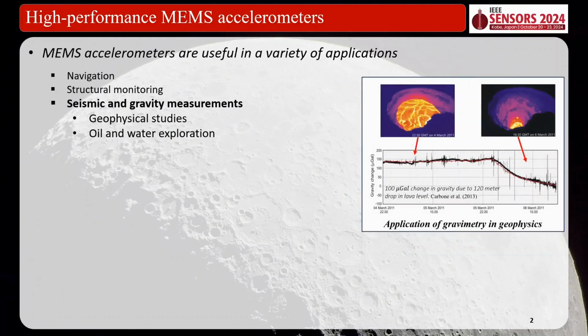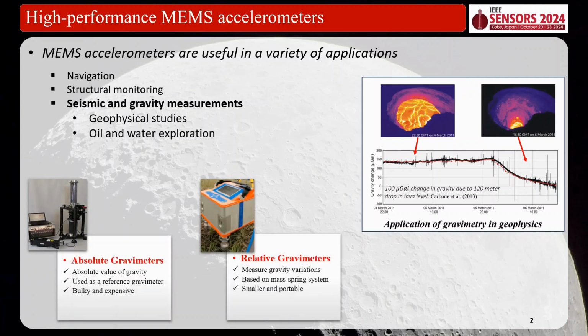This picture shows an example of an application of gravimetry in geophysics. You can see that the drop in lava level shows a drop in the gravity signal.